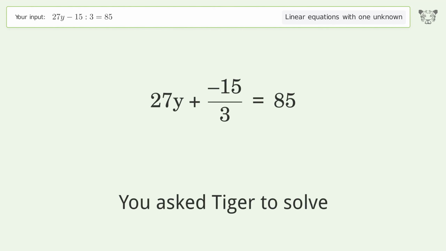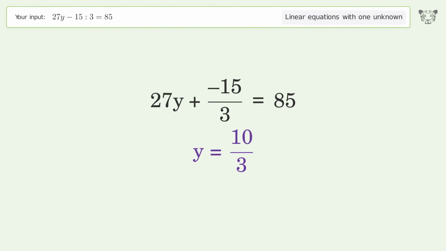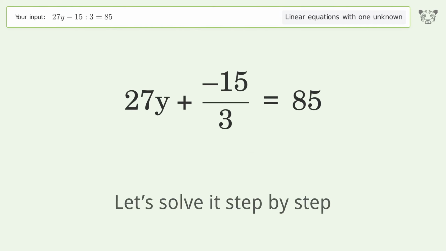You asked Tiger to solve this. It deals with linear equations with one unknown. The final result is y equals 10/3. Let's solve it step by step.